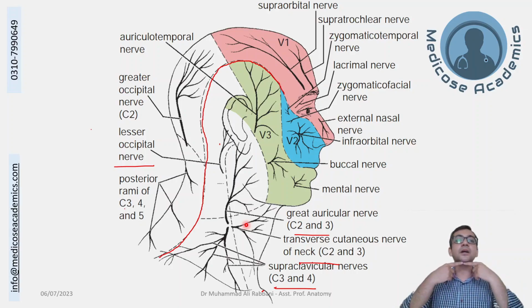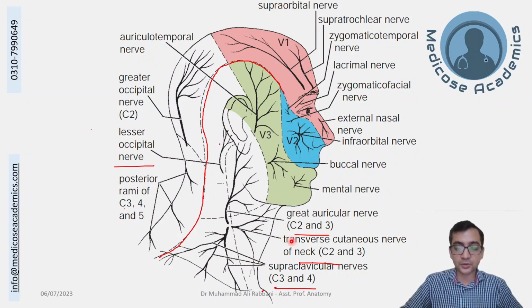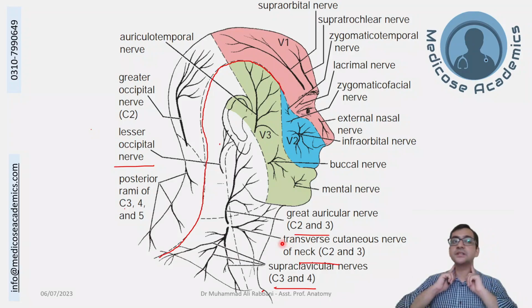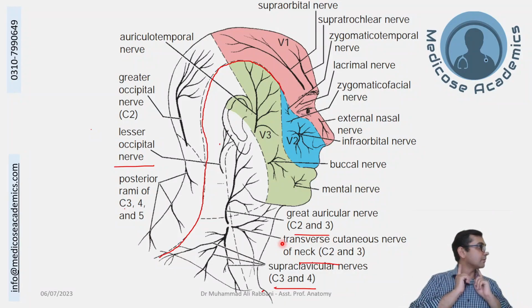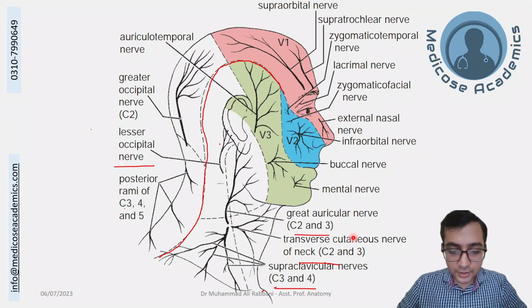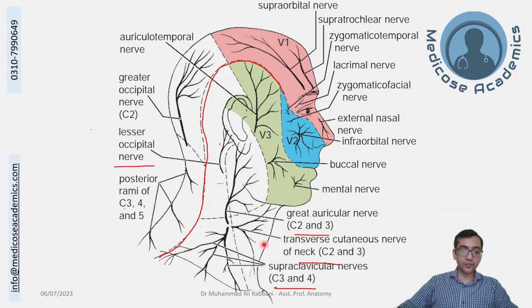So this whole area from here to here, this triangular area wider above and narrower below, is being supplied by the transverse cutaneous nerve of the neck, because it is arising from the posterior margin of the sternocleidomastoid and it is going transversely to the anterior aspect. It is supplying this area. So this is the transverse cutaneous nerve of the neck, and we are left with the last nerve, known as the supraclavicular nerve.